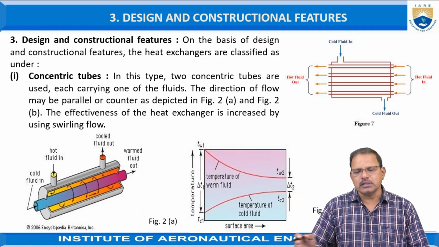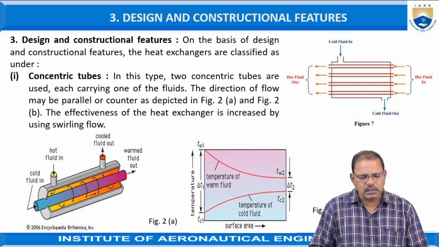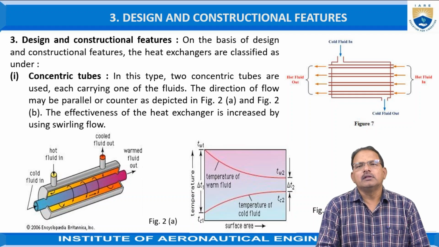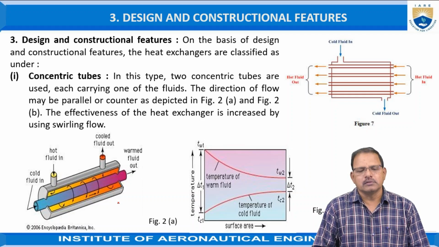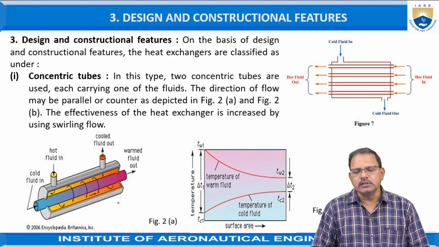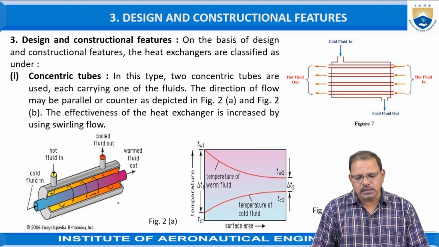Based on design and construction features, the heat exchangers are classified as concentric tubes, as shown in the figure. In this case, the two tubes carrying the hot as well as the cold fluids are arranged concentrically with each other. In this type, two concentric tubes are used for carrying the fluids. The direction of flow may be parallel or counter. The effectiveness of the heat exchanger is also increased by using swirling flow.